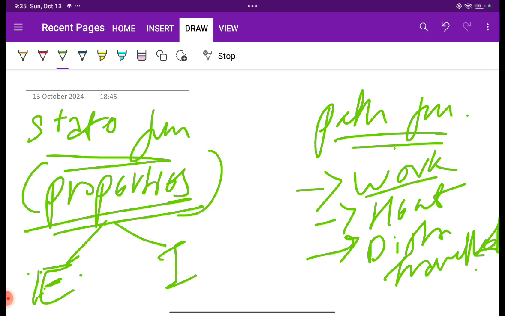For example, if we see work, if somebody is traveling from point A to point B, and he takes this route or that route, if he takes this route, then we need to do more work. If he takes the other route, we have to do less work. So work is a path function.